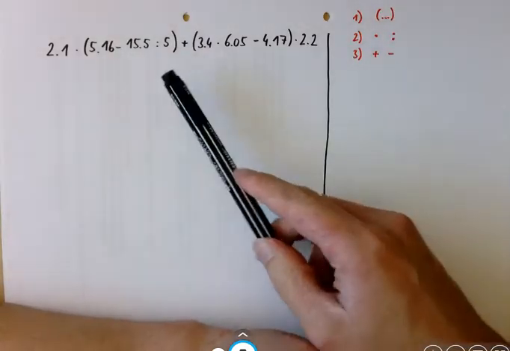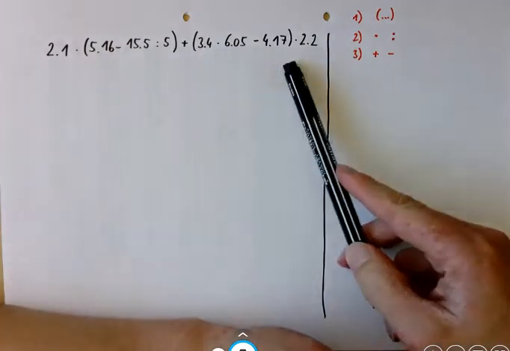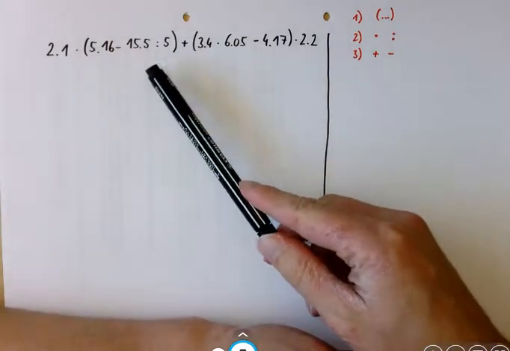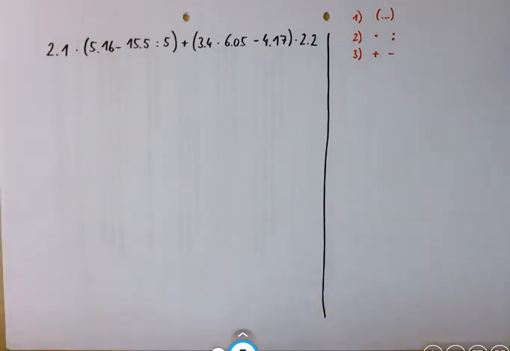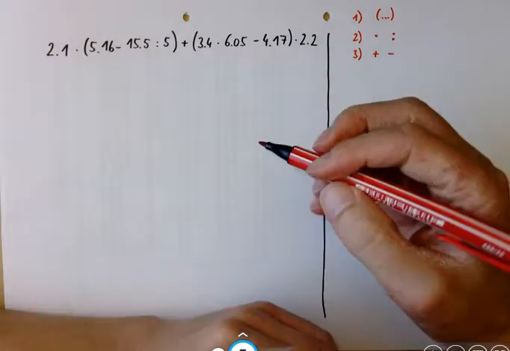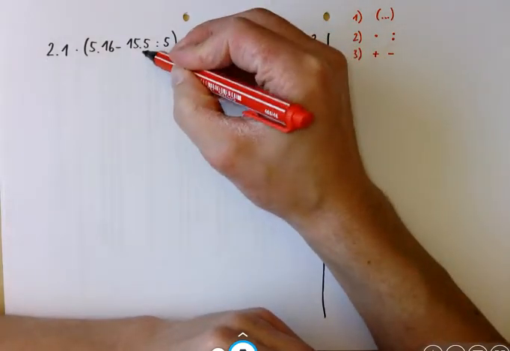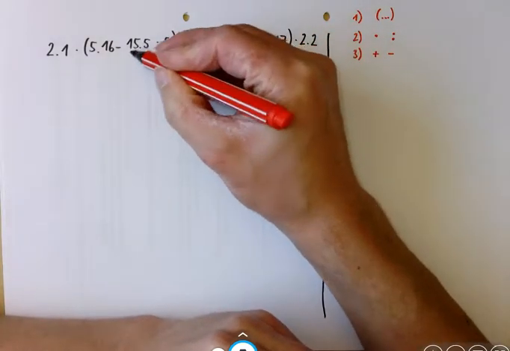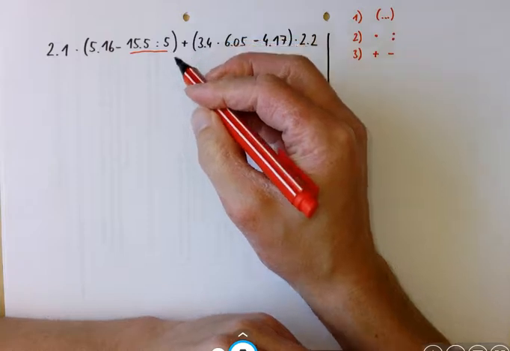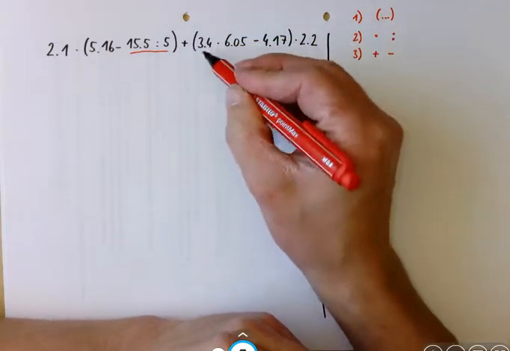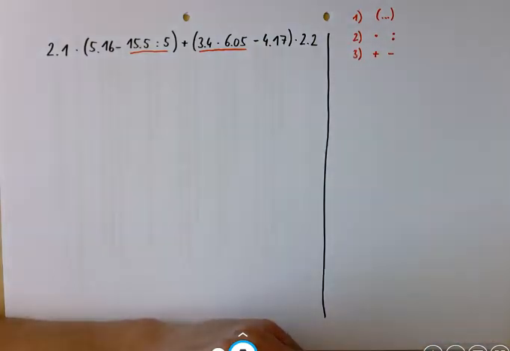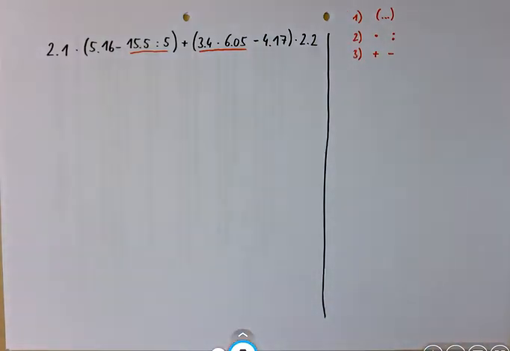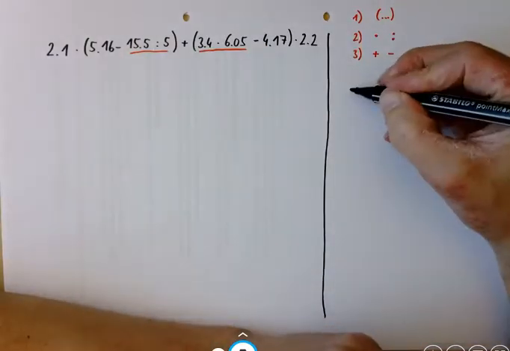We have to start with the brackets, of course, and inside the brackets we have to find the dot operations first. So the first operations will be 15.5 divided by 5, that's a dot operation inside a bracket, and 3.4 times 6.05. Okay, well, let's go.